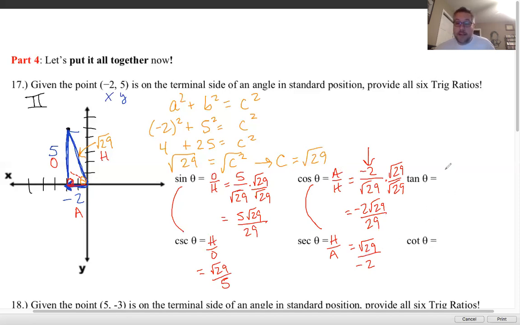Last pair, tangent. Tangent is opposite over adjacent. So in specific, that was from the problem here, 5 over -2. You cannot simplify because 2 does not divide into 5. They're called relatively prime. Cotangent is the reciprocal. Instead of O over A, it's A over O. So just flip it, reciprocal. These are related. So it's -2 over 5, and you're done. Those are your 6 trig ratios.